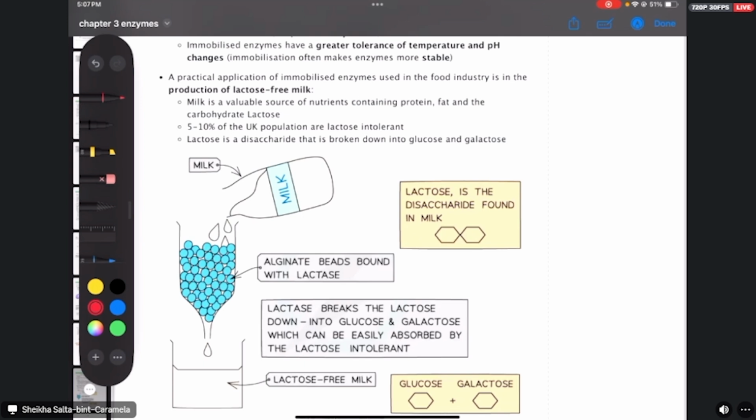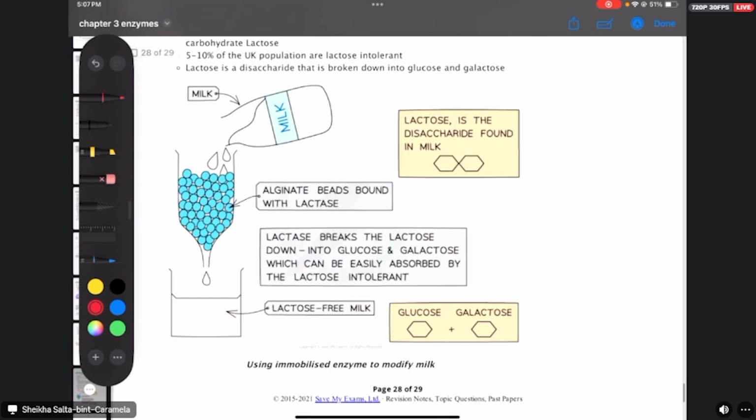If it was a free enzyme, then the enzyme would just be mixed inside the milk, which would decrease its nutritional value. Using immobilized enzyme means the enzyme won't be mixed in the milk, and the nutritional value of the milk would be saved. So you get full nutrition as well. This just creates lactose free milk.